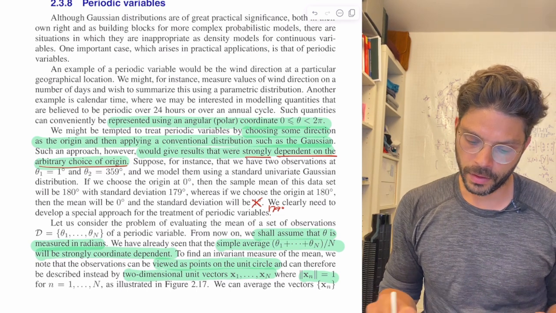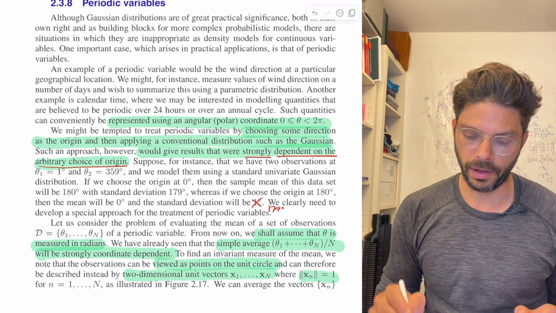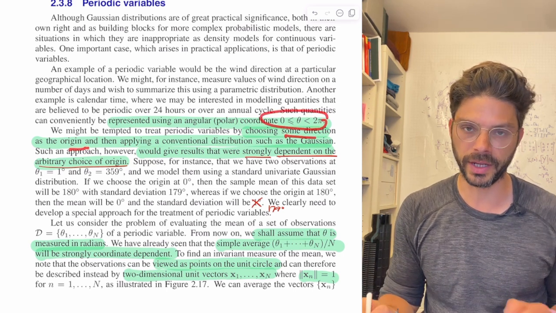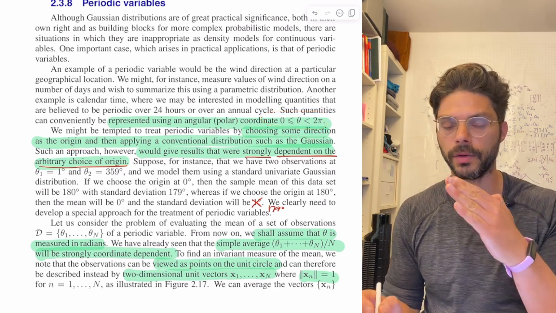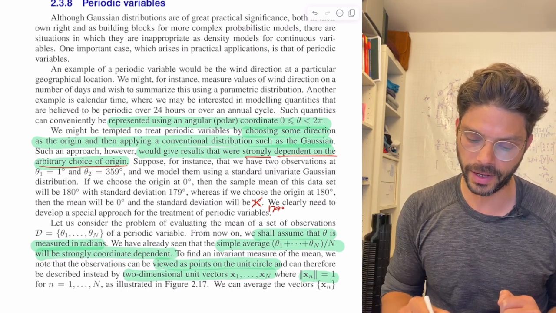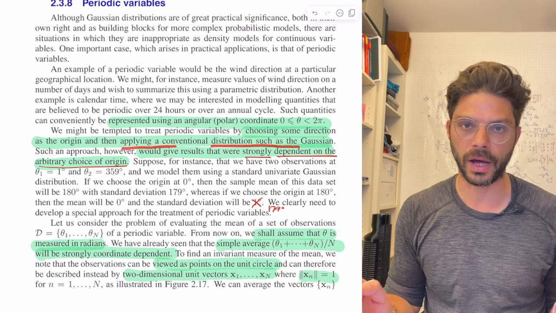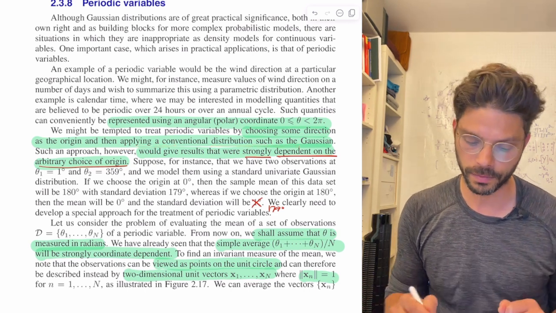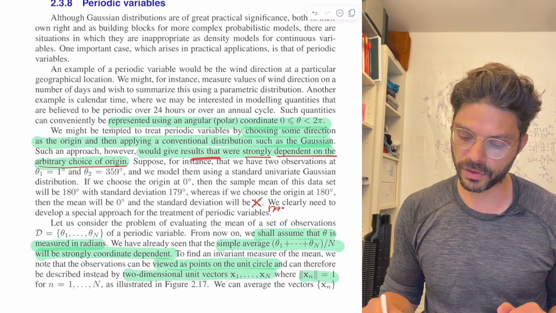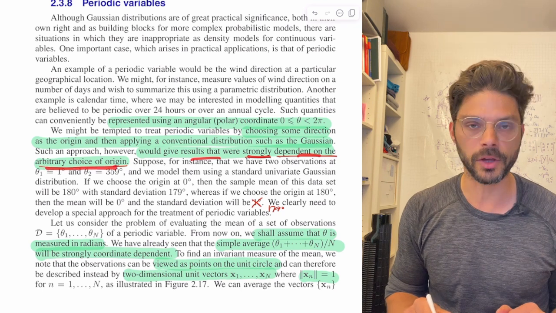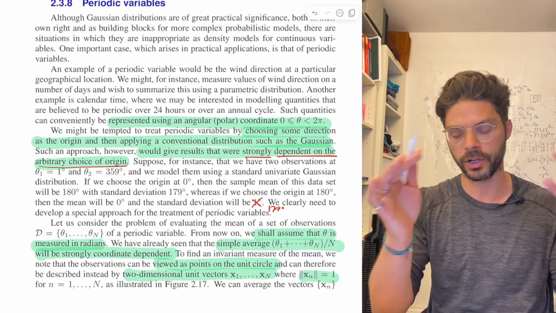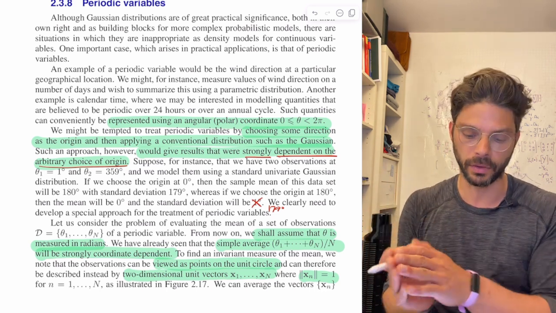Okay, so let's say we just do the naive thing, and we're going to choose some direction as the origin. So remember, we have polar data, so all we have are directions, and we're going to choose one of the directions as the origin, and then apply a conventional distribution such as the Gaussian, because it seems reasonable as a naive approach. But you immediately run into problems. Such an approach, however, would give results that were strongly dependent on the arbitrary choice of origin, right? This is circular data. You don't want your results to depend on how you pick the origin, but here it does.